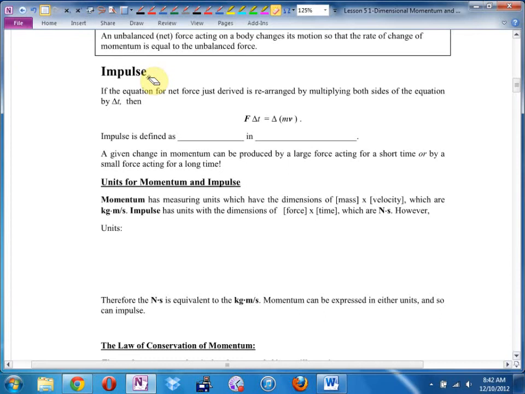Impulse. If we rearrange the equation for net force by multiplying by delta t, we get this lovely equation here. This is your impulse equation. Impulse is defined as change in momentum. They are interchangeable, at least for Physics 12. Dorothy, when I say impulse, you know what I really mean? Change in momentum. When I say change in momentum, you know what I really mean? Yep. Oh, and what's change in anything?